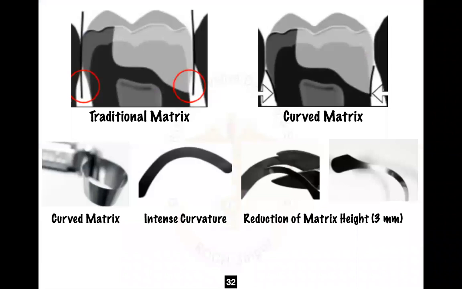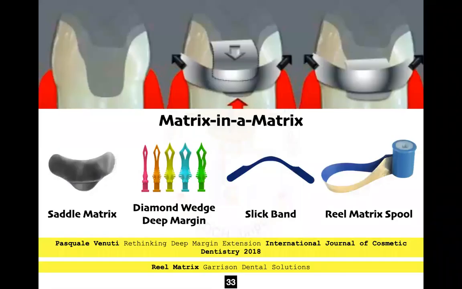So this is what your traditional matrix band does. They're going to either leave overhangs, but the one that I just showed you, the curved matrix, how it beautifully adapts to the subgingival margin. The ones that are available now in the market, these are the bands. You don't have to write the names, just know that something out there is available for making your dentistry very easy, okay? So this is the one I showed you, real matrix spool, slick bands are available, diamond wedges are available.